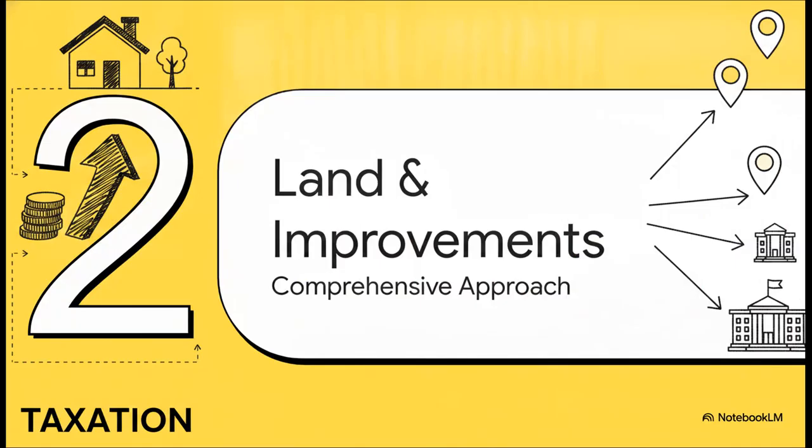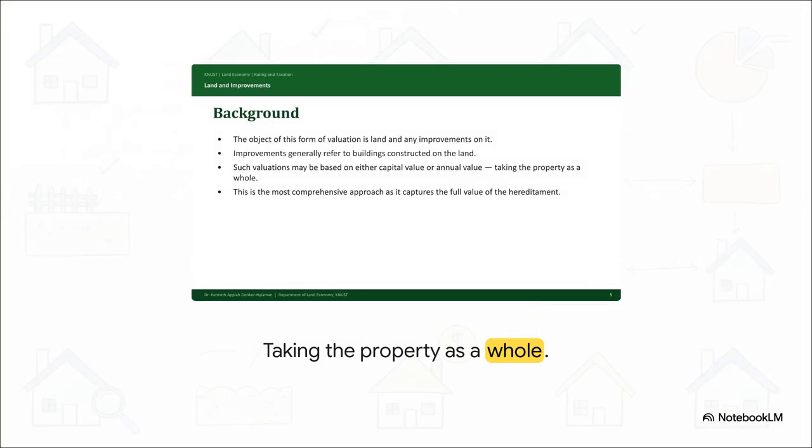Section 2. Taxing land and improvements, the comprehensive approach. Now let's see how those basics build into the most comprehensive taxation strategy available. This method targets both the dirt itself, the land, and the improvements, which is just a formal way of saying the buildings constructed on it. By taking the property as a whole, assessors capture the complete value of the heritament. That's a very fancy legal term for the total inheritable property. It leaves absolutely nothing out of the equation.